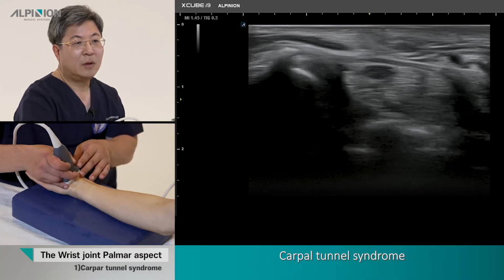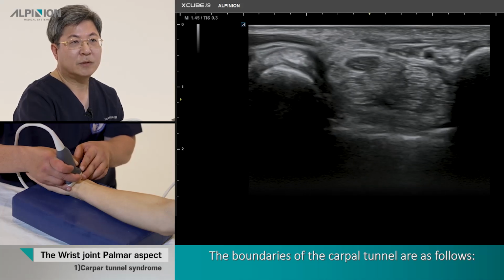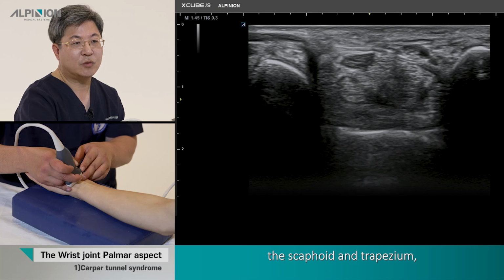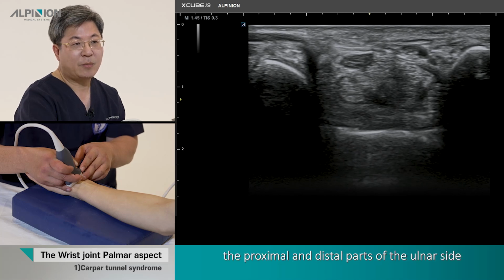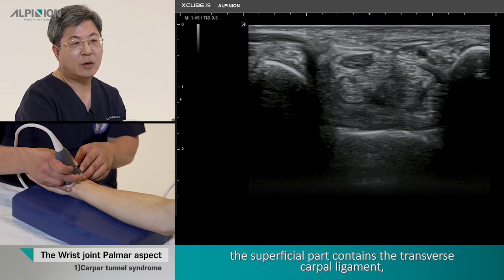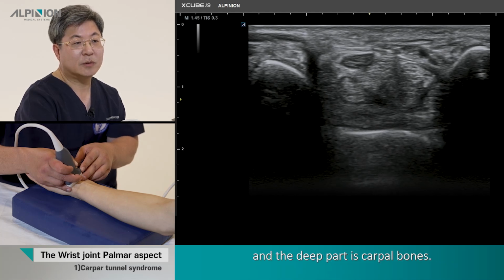Carpal tunnel. The boundaries of the carpal tunnel are as follows. The proximal and distal parts of the radial side contain the scaphoid and the trapezium. The proximal and distal parts of the ulnar side contain the pisiform and the hook of the hamate. The superficial part contains the transverse carpal ligament, and the deep part is the carpal bones.